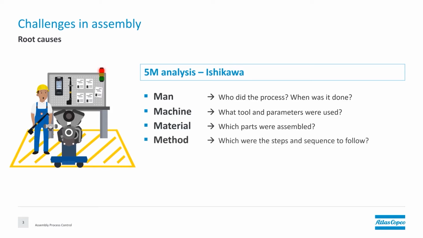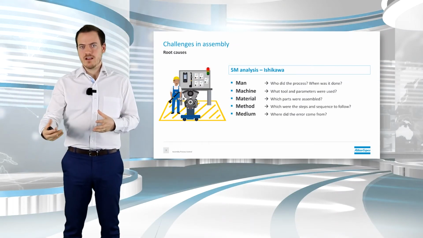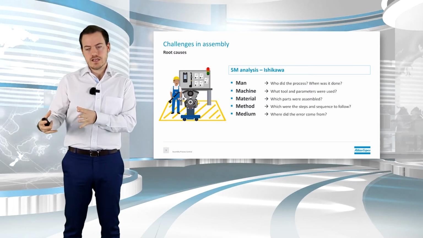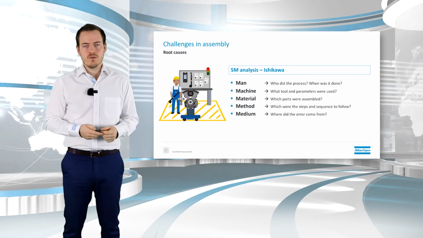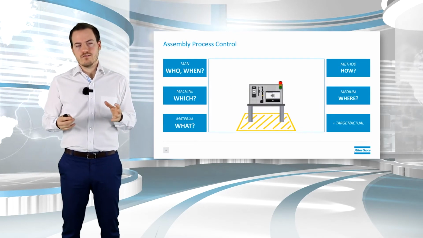The method: were we using the right sequence? Did the operator follow the instructions? For example, there you see he has the written instructions. Was he looking at them? Did he use that method, or maybe he used different steps, and that's why we missed that tightening? What was the medium? Where did this error come from? Which station, which environment, which line? Can we understand why this line had that problem and not the other line? So that's a basic analysis of the 5M.